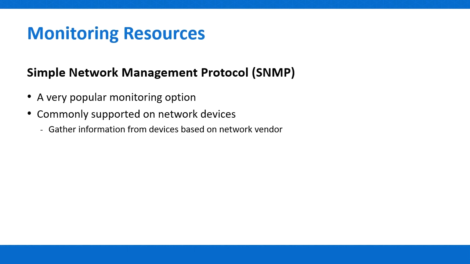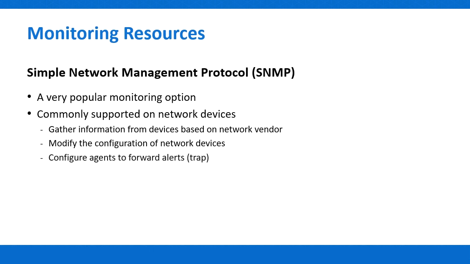It gathers information from those devices, based on the network vendor, so each vendor will have its own set of info that can be obtained. It also gives us the ability to modify the configuration of those devices. So it's not only something that can be used to glean information, but something that can be used to change information. In fact, we can configure thresholds on the devices. We can configure agents to forward alerts, which are also known as trap messages.